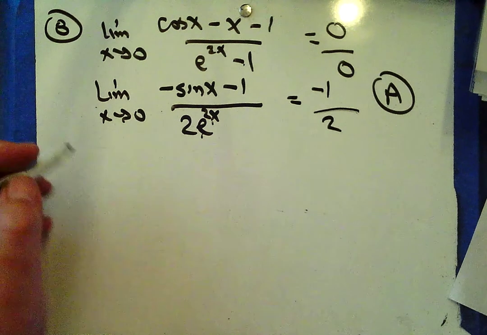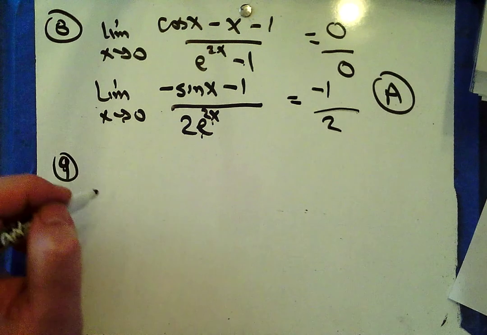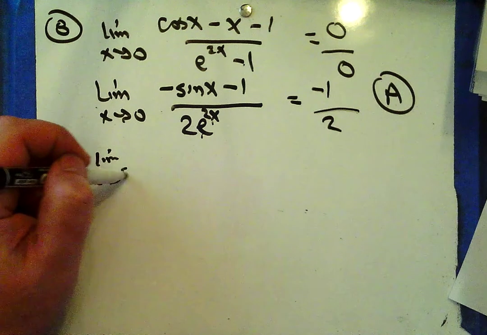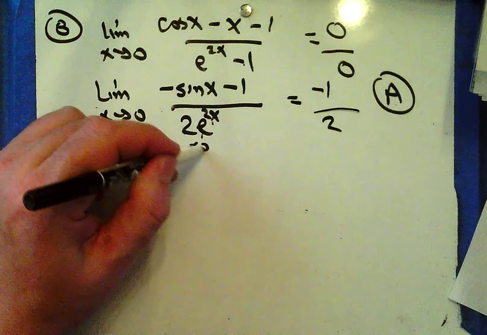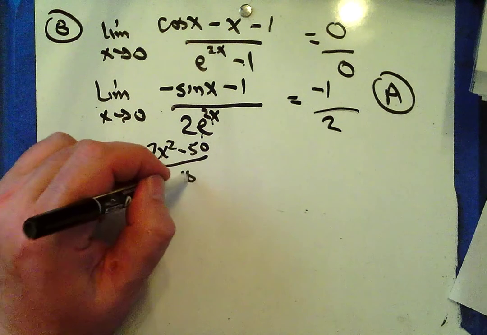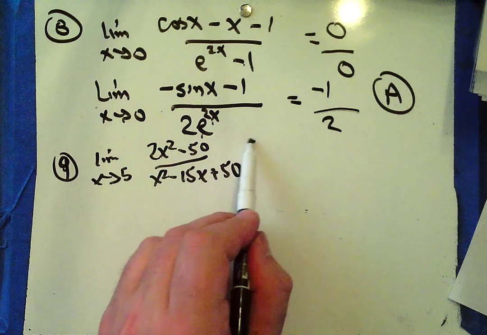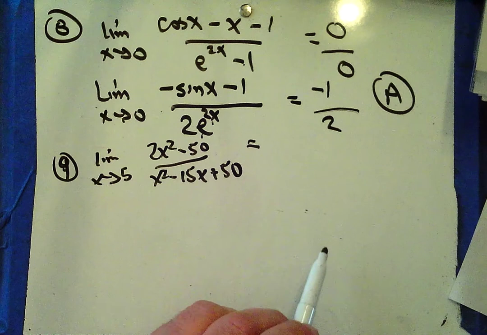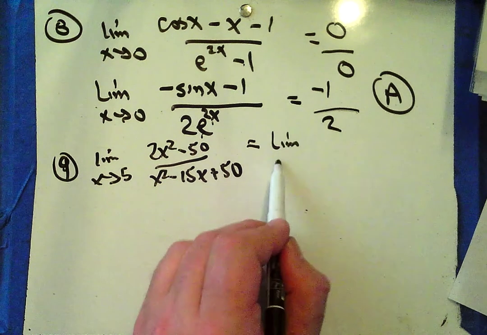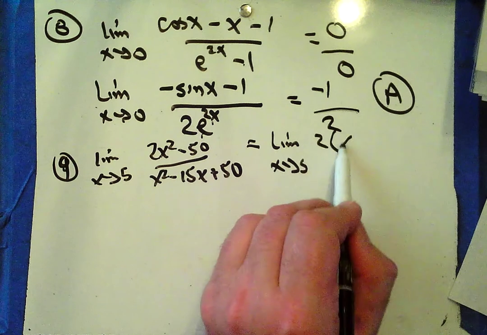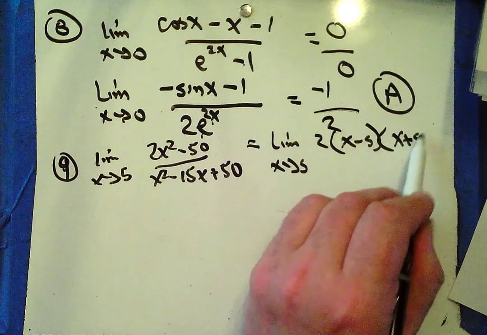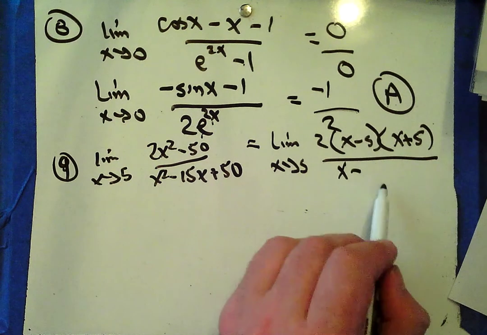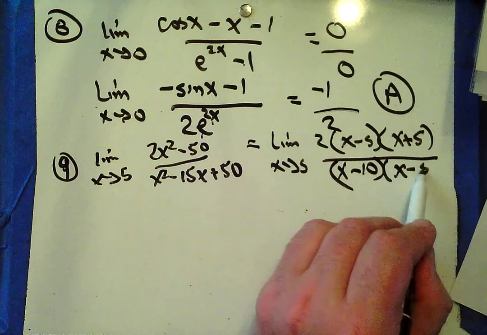Okay, 9. 9 says the limit as x approaches 5 of 2x squared minus 50 over x squared minus 15x plus 50. Well, let's do some factoring, because I imagine if I plug in a 5, I get 0 over 0. So this is going to be the limit as x approaches 5 of 2, x minus 5, x plus 5. And on the bottom, we've got x minus 10 and x minus 5.